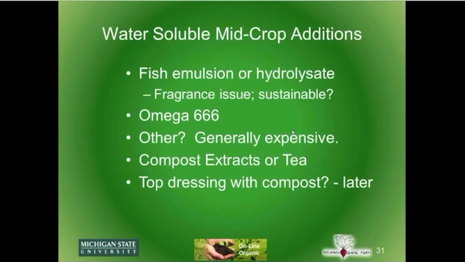Other options for mid-crop additions would be to take compost and extract it with water, or to actually brew a tea. We've worked some with that. I know some growers who are using that, and if you have good compost with soluble nutrients, that can work quite well. All of those tend to take time, and do you have the materials available?